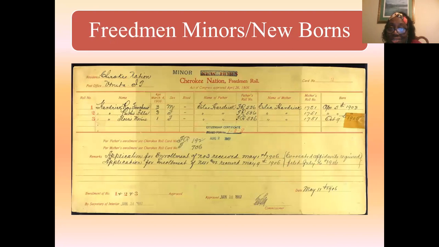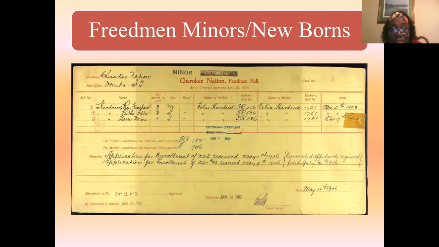Freedmen also had cards for minors and newborns, and you see both words, minor and newborn, stamped on that card. The person lived in the Cherokee Nation up in Vinita, and you'll see that the newborn cards or the minors cards were also one-sided, but the parents of the children are listed, the name of the father, who was a citizen of the Cherokee Nation.